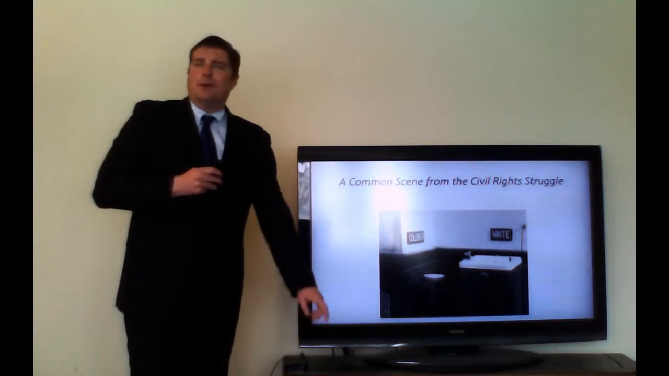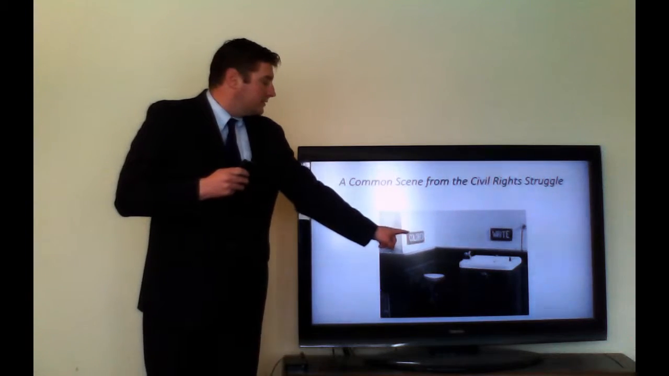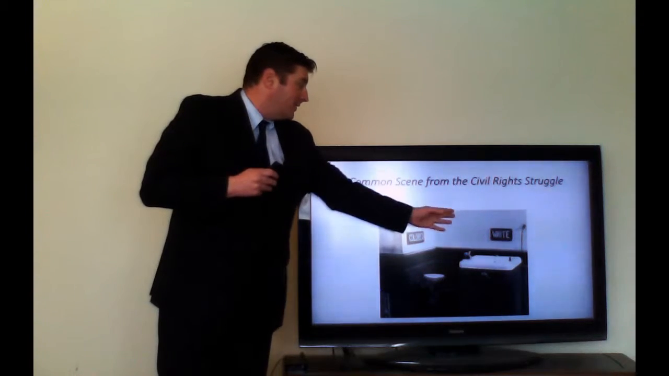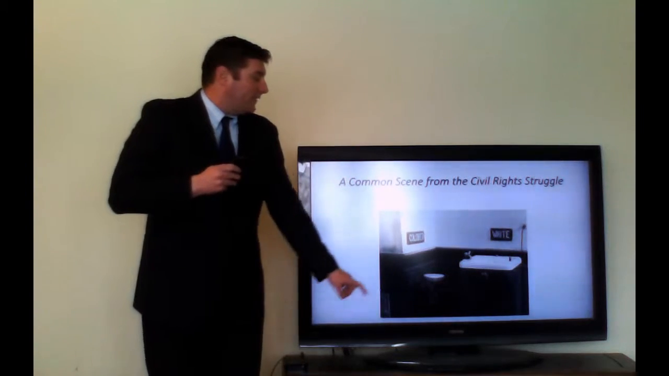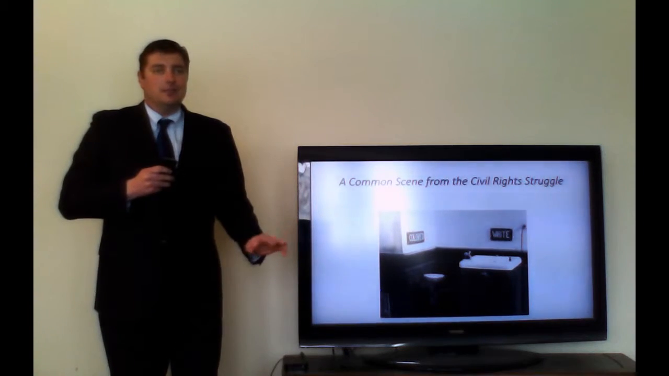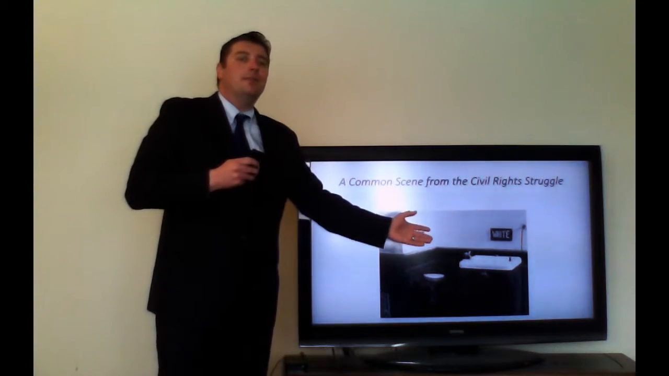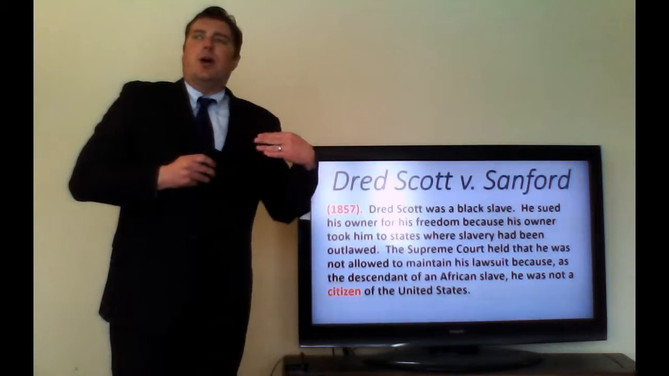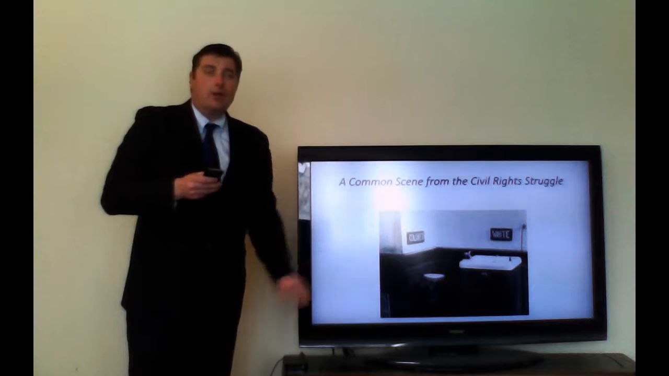This is an actual picture, probably taken in the 1930s or 1940s. We have here 2 drinking fountains. This tiny little dinky one is for quote-unquote colored people. And this one here, for white people, larger, more grandiose. If a colored person was caught drinking out of this fountain, he or she could be arrested simply because a person of a certain skin color was drinking out of a quote-unquote white person's drinking fountain. Let's get into the cases and talk about how this moment here was possible and was in fact allowed by the law for so long.